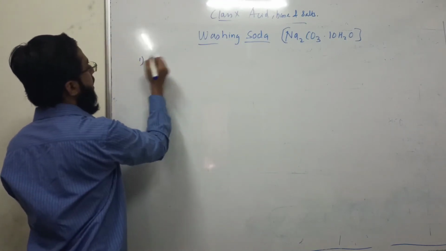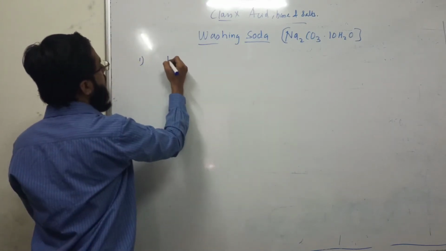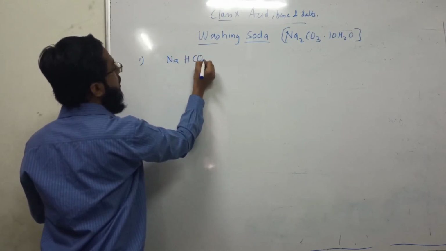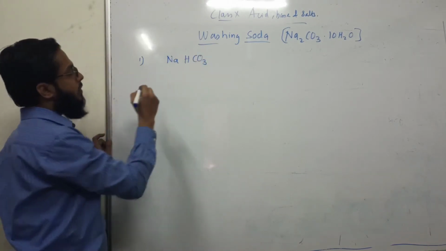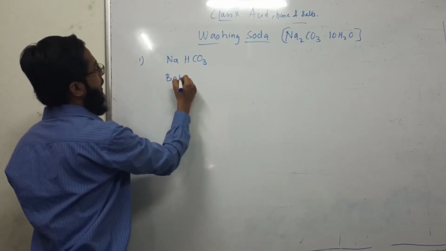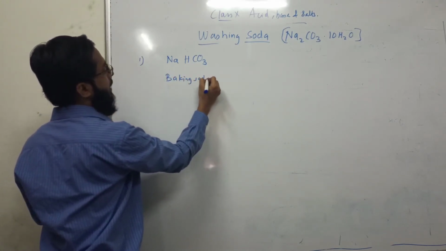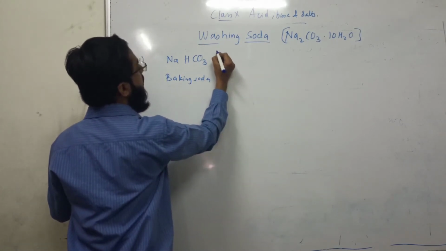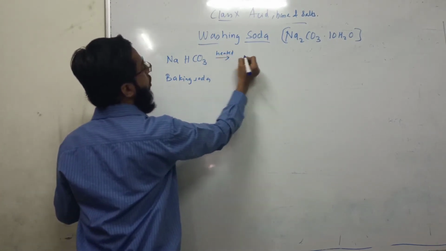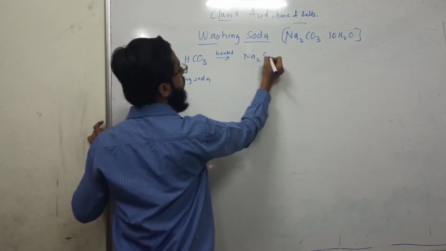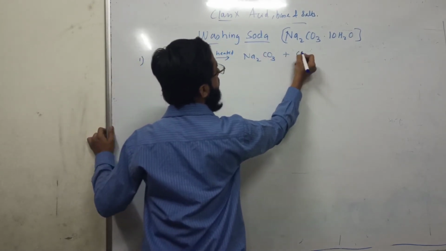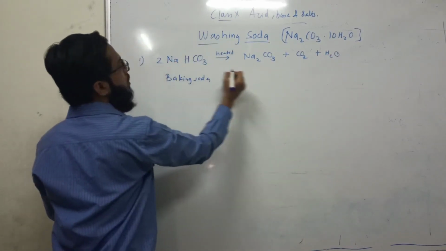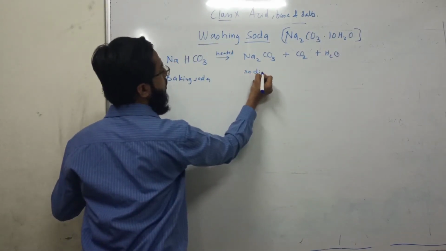First of all, you must understand that Na2CO3 is formed by heating baking soda, which we already talked about. Baking soda, that is sodium hydrogen carbonate. If it is heated, what will form? Na2CO3 plus CO2 plus H2O, that is sodium carbonate.